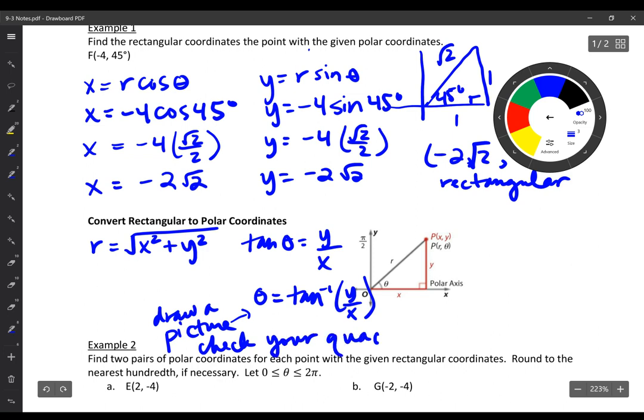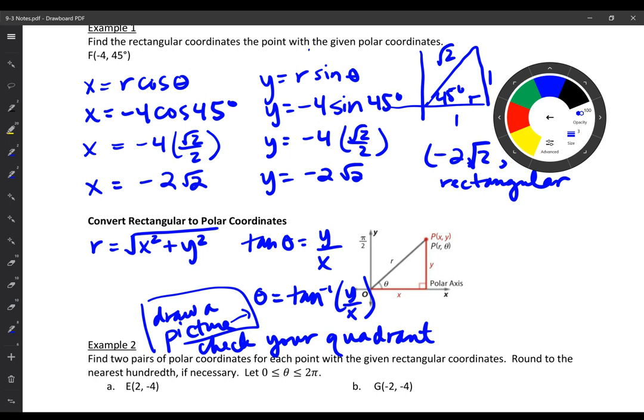Because the answer that it gives you may not be the actual answer that you want. Remember, when you do tangent inverse, it's just going to give you something between negative 90 and 90. So we might have to do a little bit of work. Make sure that we draw a picture when we're finding our angle. So when we start out with our xy, we would end up with square root of x squared plus y squared for our r, and then tangent inverse of y over x for our theta.